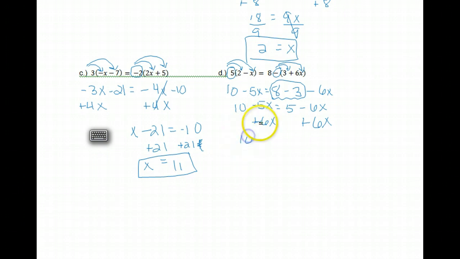So bring down my 10. 6x minus 5x makes positive 1x. Bring down my 5, and then my x is canceled, so I have nothing further left. You now have a one-step equation. Now your 10 is a positive 10. Always look for the sign in front of the number to determine what operation needs to be done. So we need to subtract 10 from both sides. x equals negative 5.